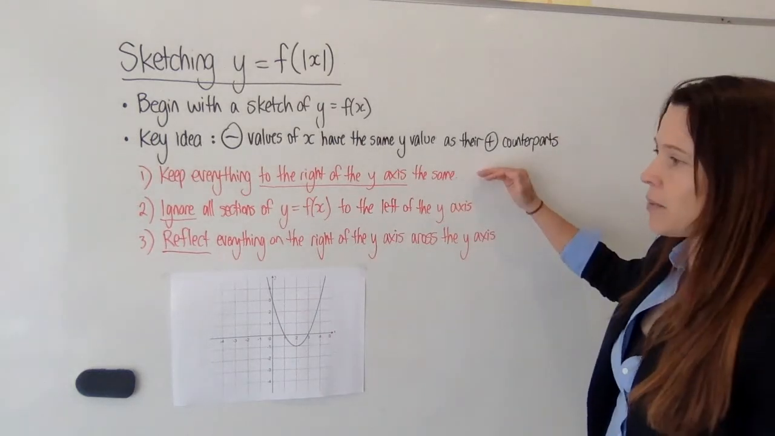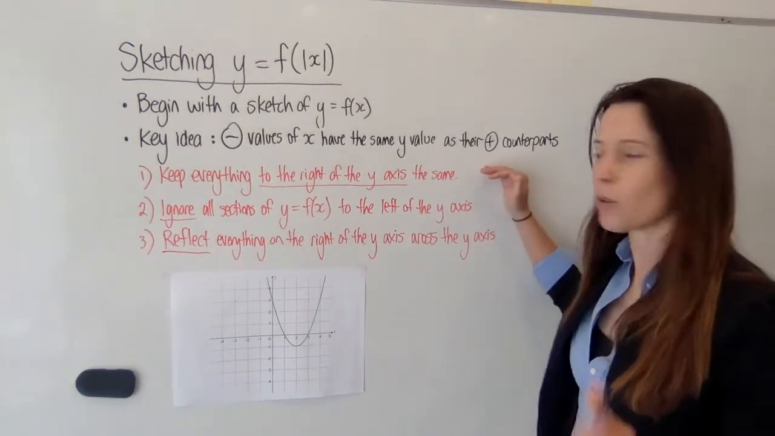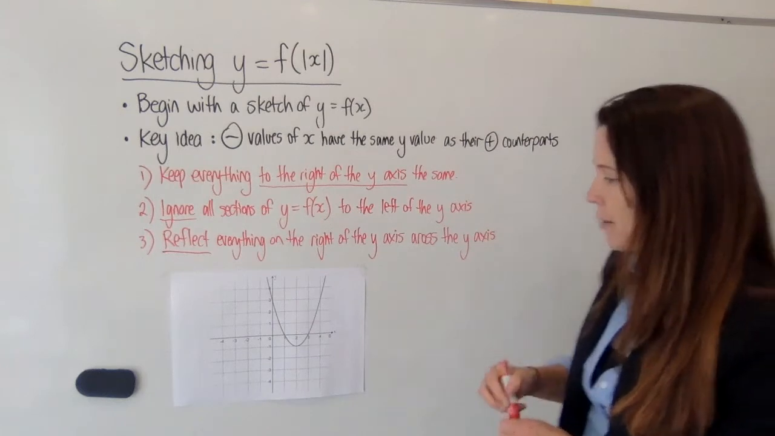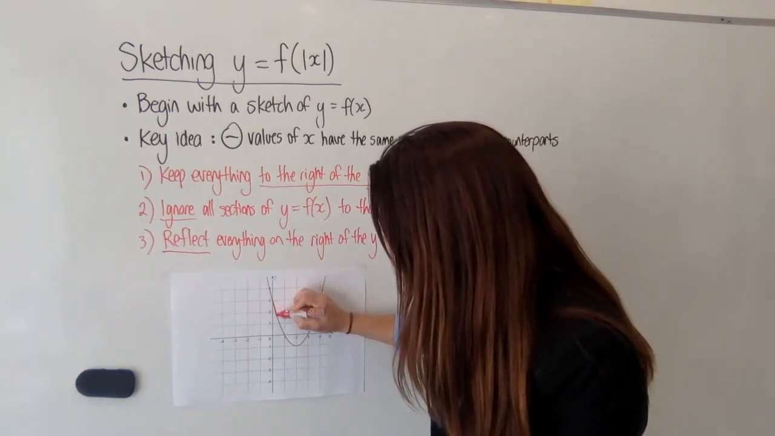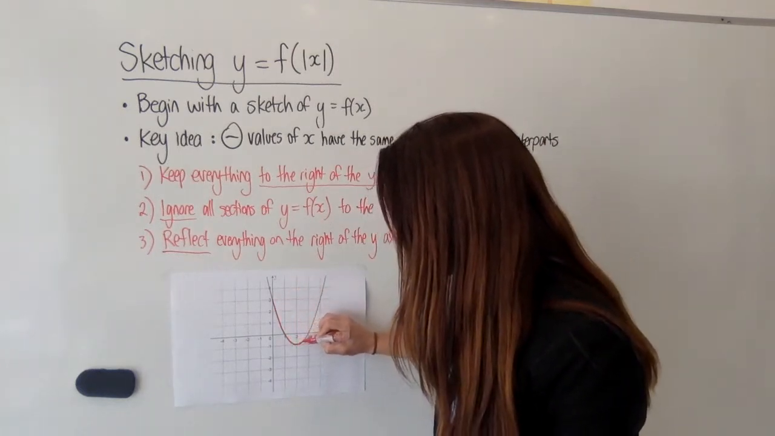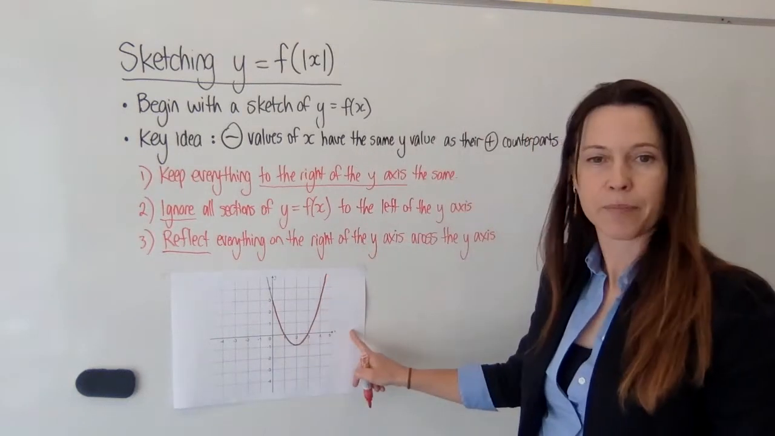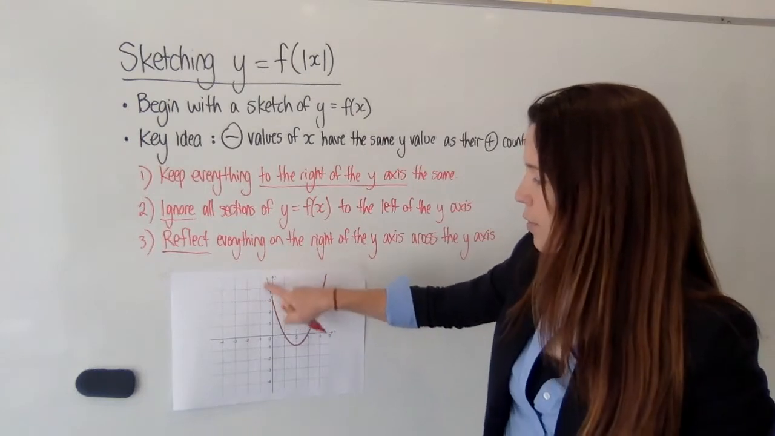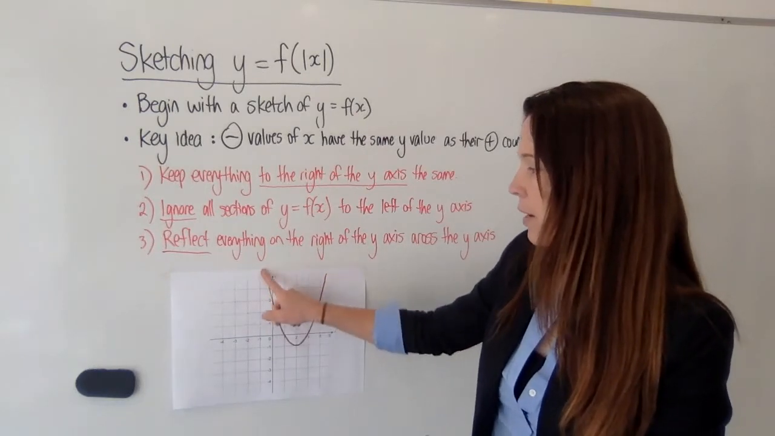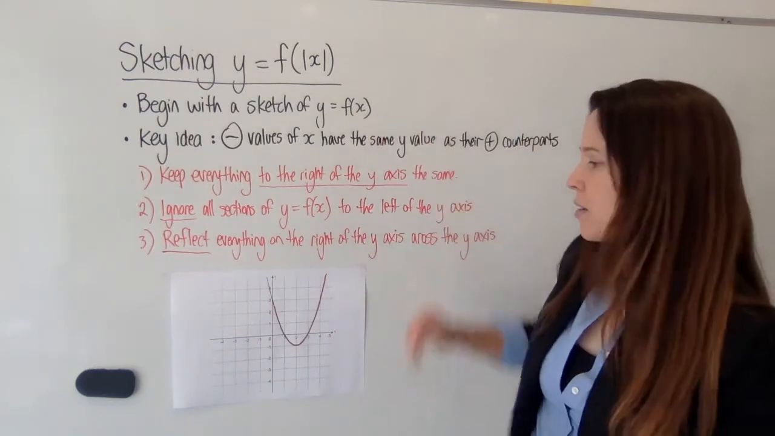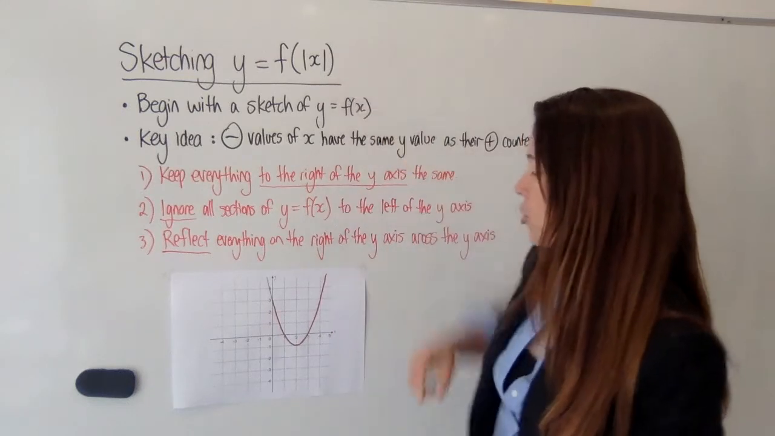So your three steps here: keep everything that's to the right of the y-axis the same. For a graph like this, I want all of this part, because these sections of the graph have positive values of x. But I'm going to ignore everything that has a negative value of x, because that part of the original graph is not part of my new sketch.